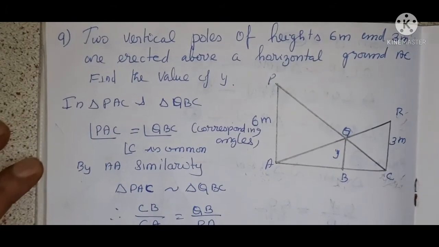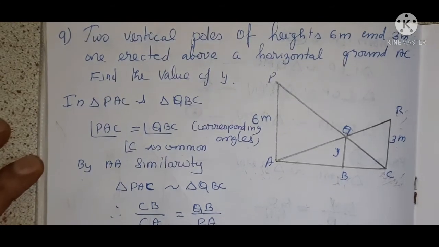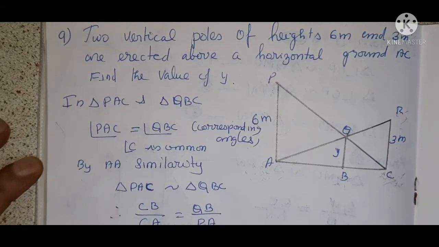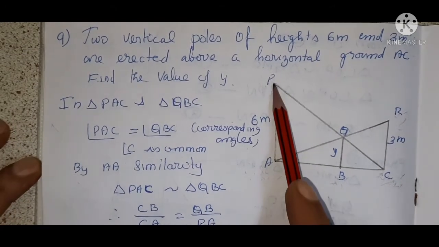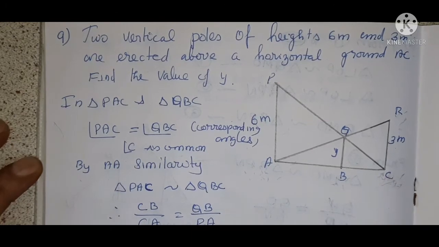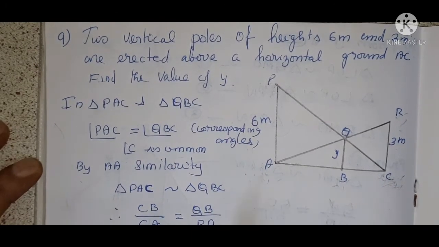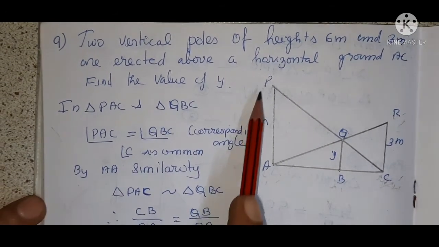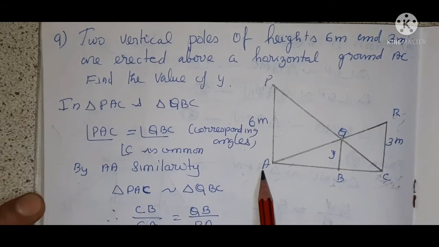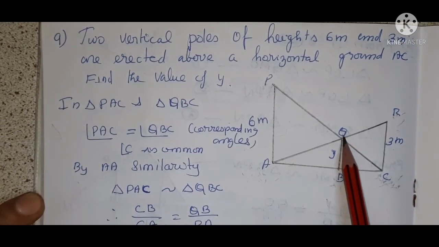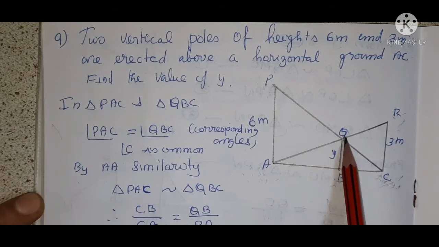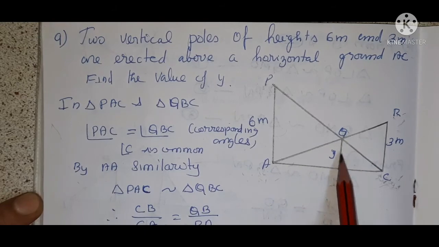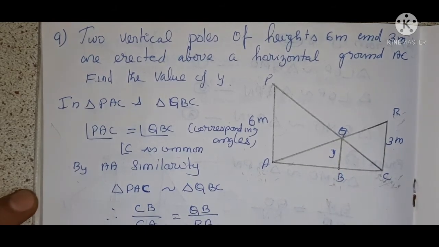Ninth sum. Two vertical poles of heights 6 centimeter and 3 centimeter are erected above the horizontal ground AC. Find the value of Y. PA and RC are the two vertical poles standing above the horizontal ground AC. Join PC and RA, they intersect at Q. A line QB is perpendicular to AC. To find the length of QB.